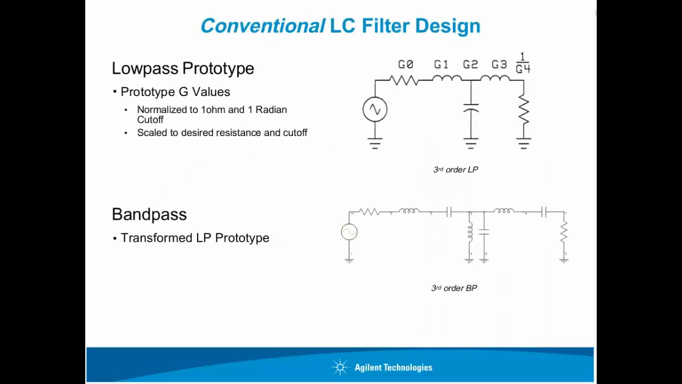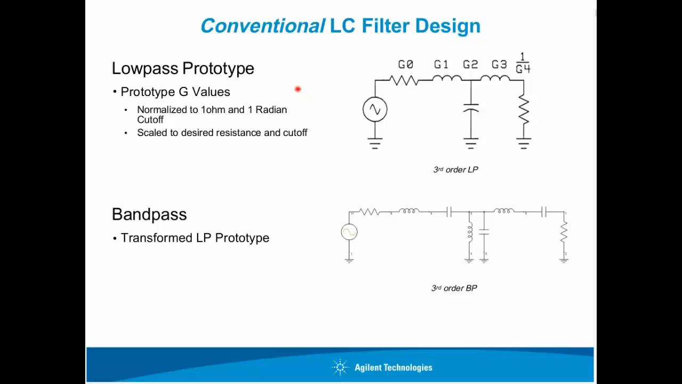So first I want to go over what we mean by the conventional filter synthesis process, because we're going to talk about that and then show how that differs from the direct filter synthesis process. So in the conventional filter design process, you typically start with low-pass filters that are normalized to 1 ohm and 1 radian cutoff, and they have series inductors in henries and shunt capacitors in farads. And these values are usually referred to as prototype or G values. This low-pass then serves as a prototype for designing specific low-pass filters with other cutoff frequencies and termination resistances.